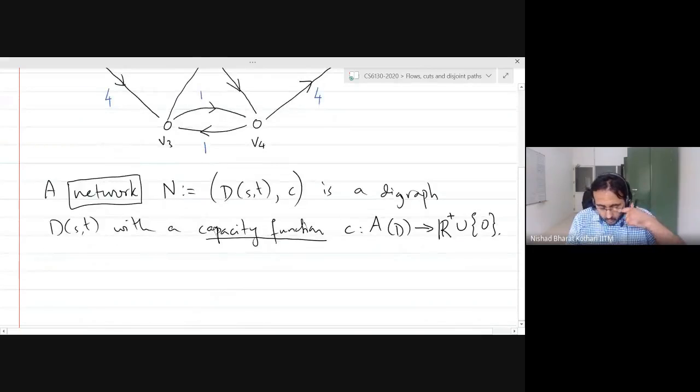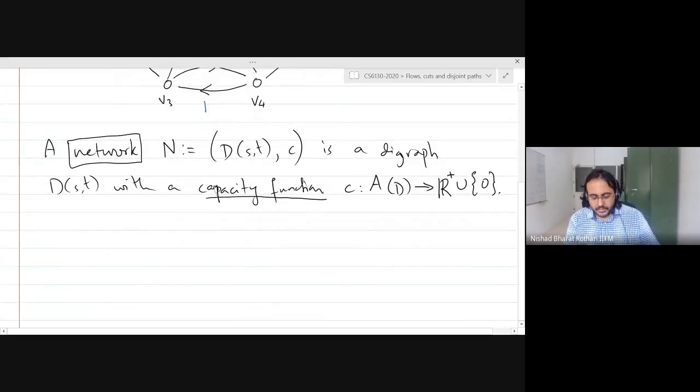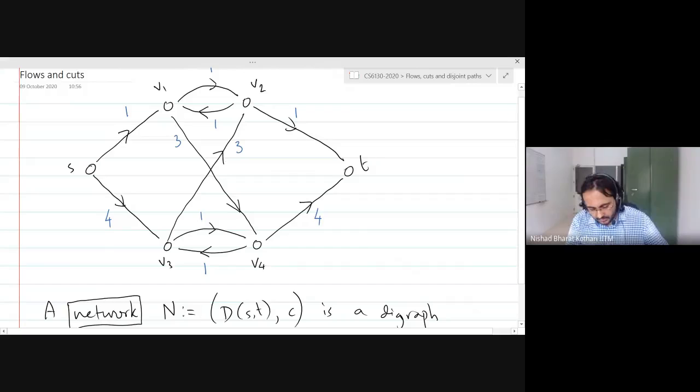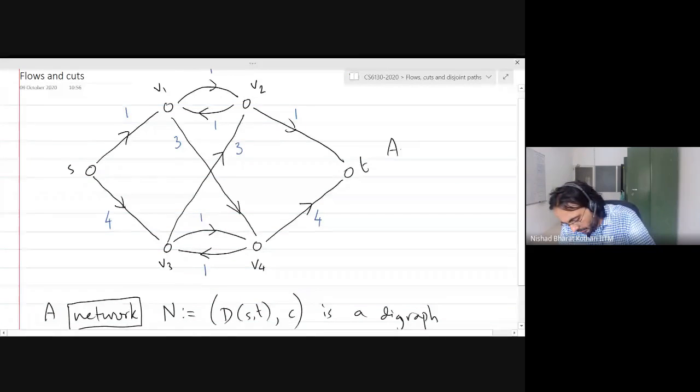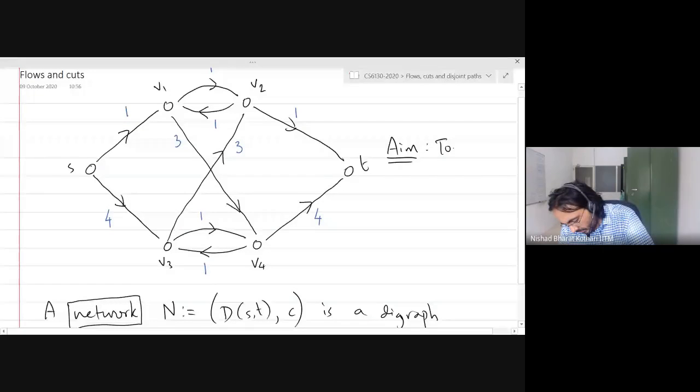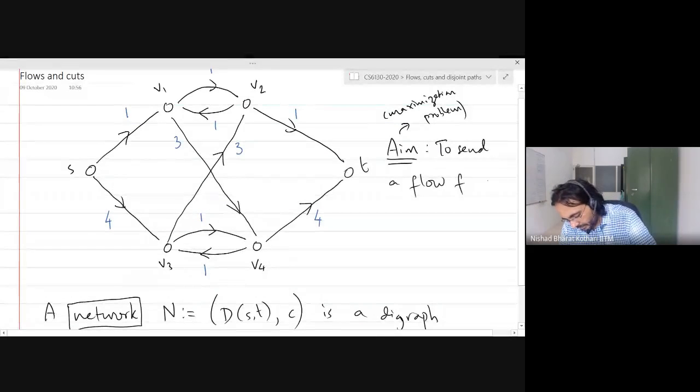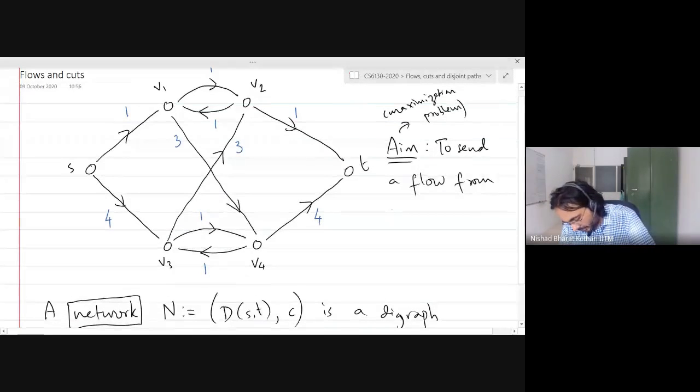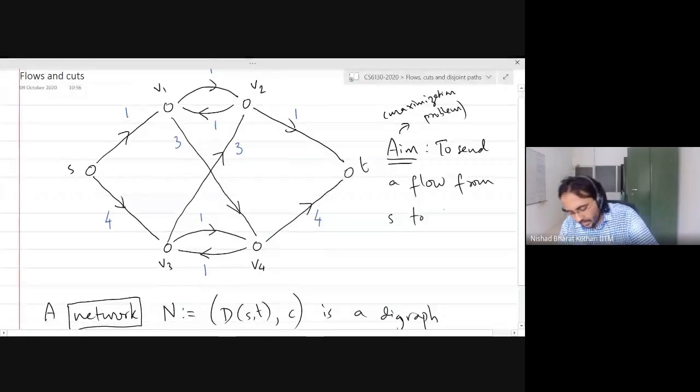And what we want to do is we want to send a flow. So I'm going to write informally without putting any definitions. Our aim is, think of this as a maximization problem, to send a flow from S to T. Okay, what does that mean? We will talk about it in a few minutes.